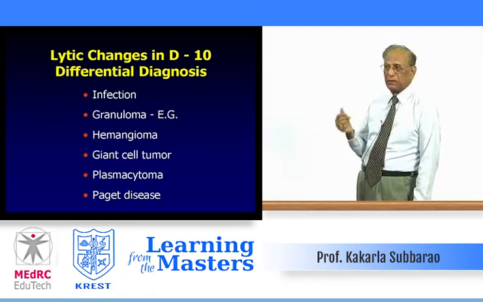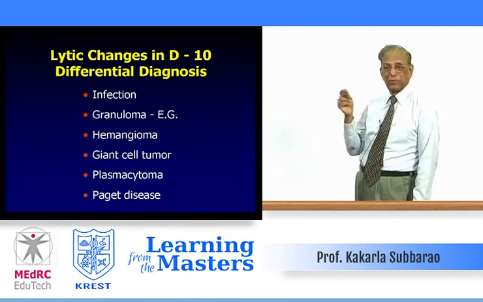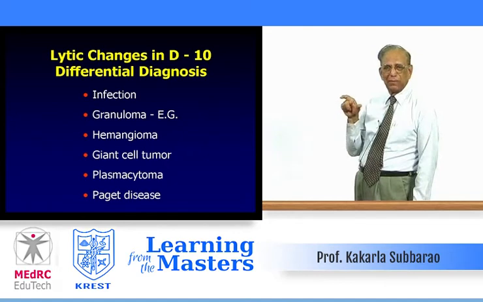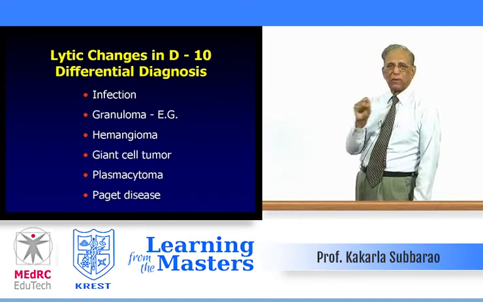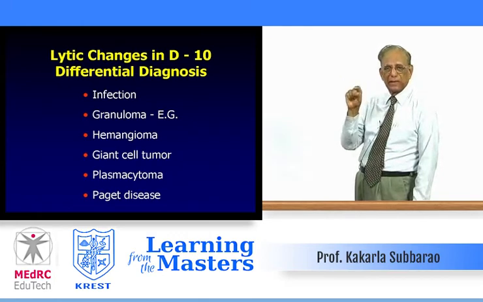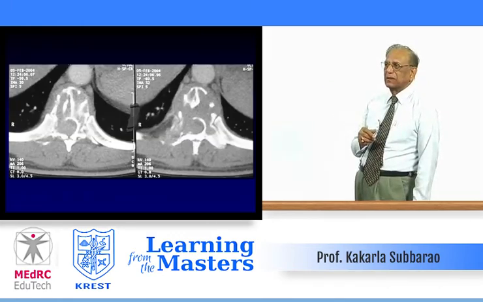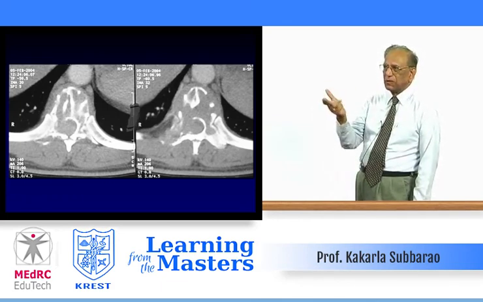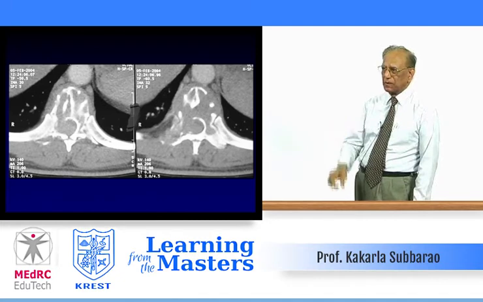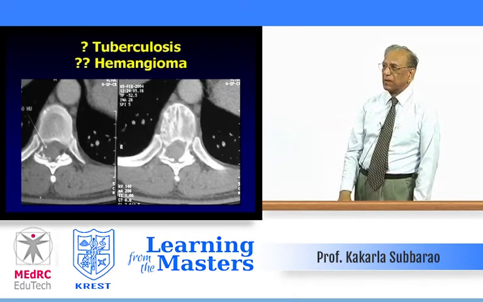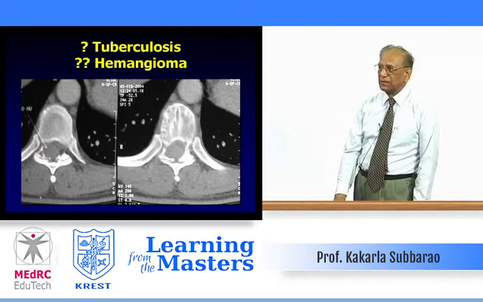Plasmacytoma, localized. Paget disease, a lytic type of Paget disease. But the vertebra is not enlarged. That is the major finding in lytic Paget disease. And there should be a picture frame type of appearance. The cortex is thickened but well maintained. So, they have taken CT, could be still hemangioma, and part of the vertebra is also involved, extending posteriorly. Same thing, same appearance.